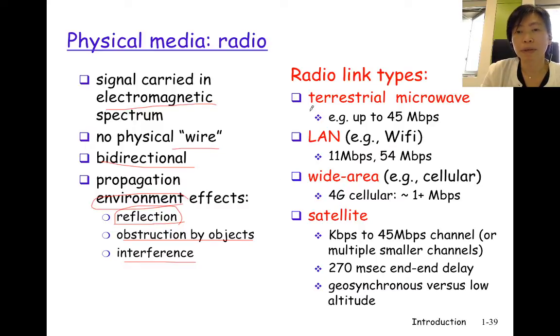Now, there are several radio link types. It depends on the frequency band it's using to modulate the bits. The most commonly seen one is Wi-Fi. And then the wide area. Wi-Fi operates around 2.5 gigahertz, and nowadays 5 gigahertz. In the future, even higher frequencies, gigahertz.